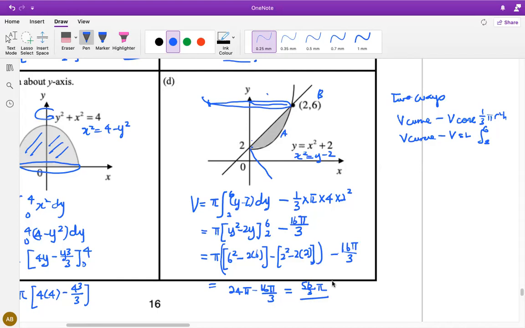From 2 to 6. Oops, 6 is 8. Okay, what's wrong here? 6 squared.